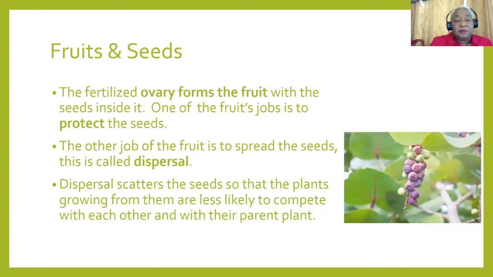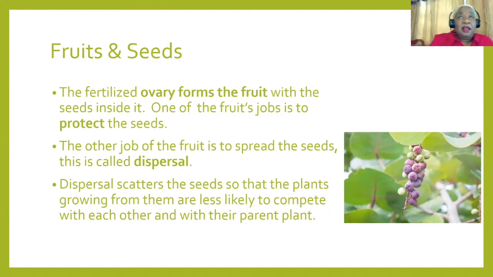Another job of the fruit is to spread the seeds. And when we're talking about the spreading of fruits and seeds, we call it dispersal. And dispersal scatters the seeds so the plants growing from them are less likely to compete with each other and with their parent plants. What do you think? Just think about it. If every mango tree that ever lived, or the first original mango tree, just dropped all of its seeds right around itself, then there would be no mangoes anywhere else. So those seeds have to be taken someplace else.